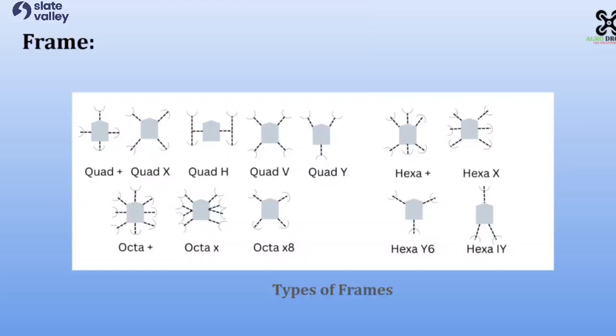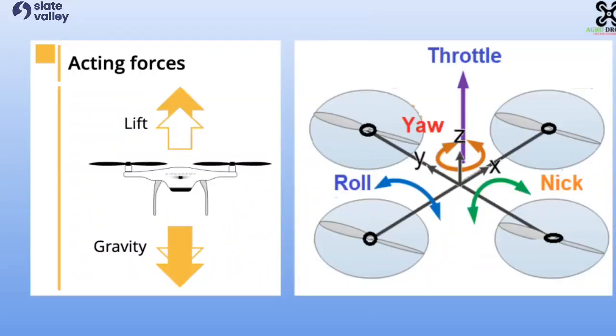Similarly, there are hexa plus and hexa X, and octa plus and octa X. Octa X8 is similar to quad X. There will be four motors at the bottom of the quad X, a pair of motors on one side. And next, what are the forces acting on your drone?